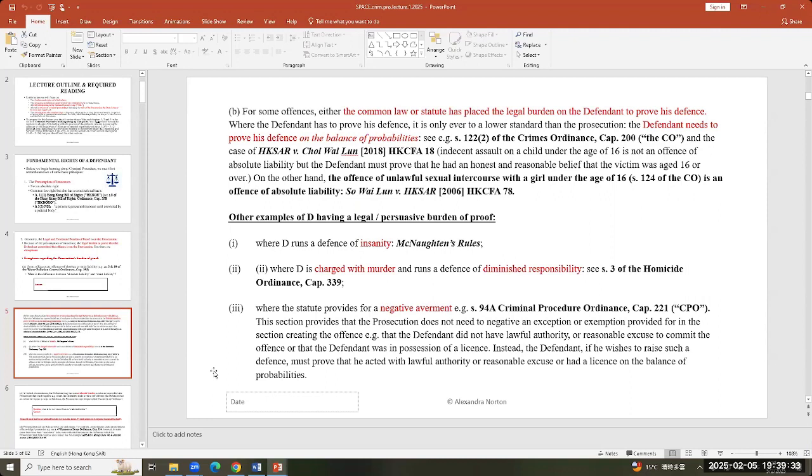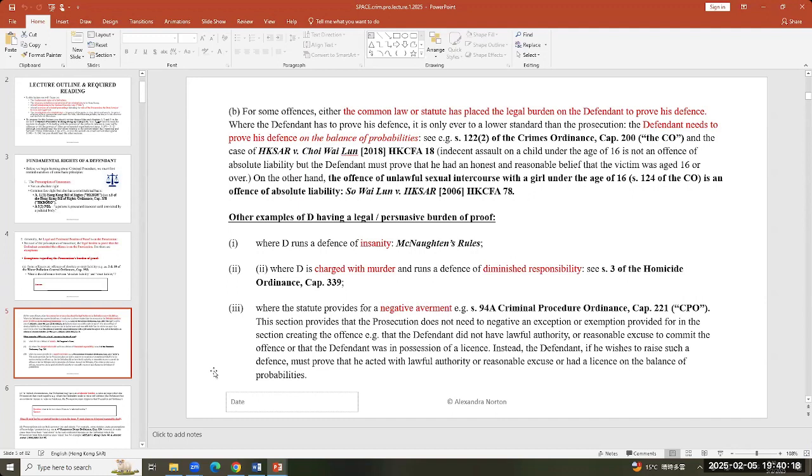Where he's charged with murder and he wishes to run a defense of diminished responsibility, then we have Section 3 of the Homicide Ordinance. That's a statutory shifting of the legal burden of proof. It's for the defendant to prove that he was acting under diminished responsibility at the time of the murder. And diminished responsibility in any event is not a complete defense. It's only a partial defense. Because if the defendant is successful in his claim he was acting under diminished responsibility, then the charge is effectively reduced from murder to manslaughter. So he will be guilty of manslaughter, but not guilty of murder.